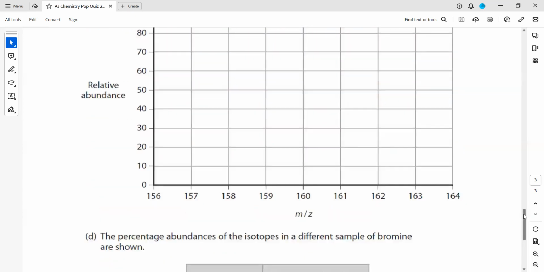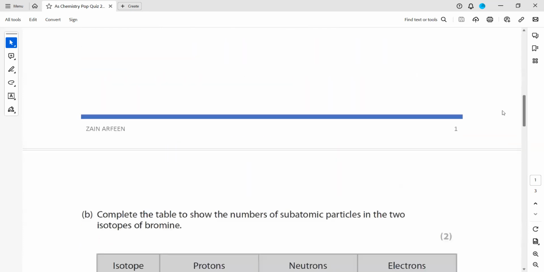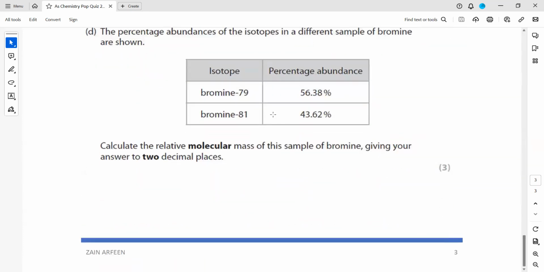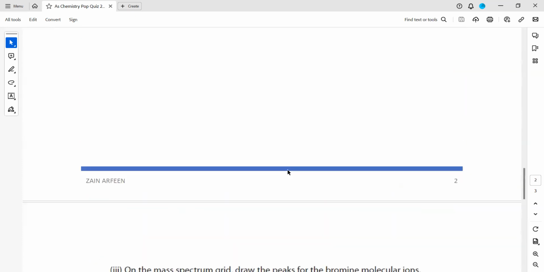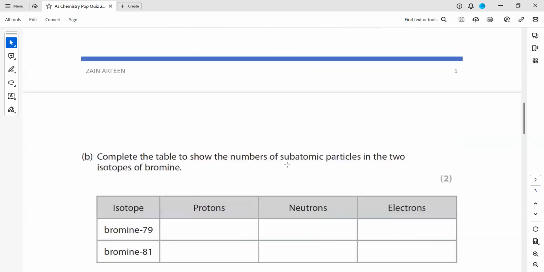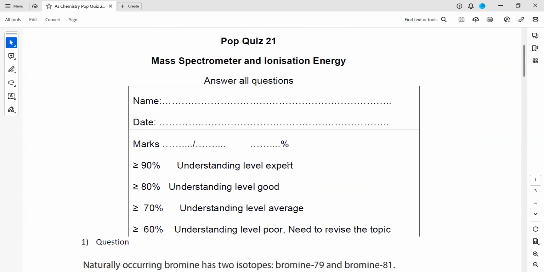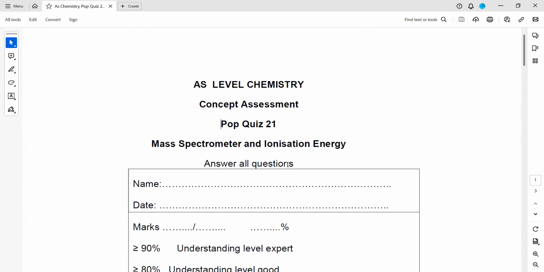So this was a related question. It's important that whenever you read a question, you notice that some of the words are in bold. You should read them carefully, because some students simply work out the atomic mass and consider that as the answer. So always read those words which are in bold and try to understand what they mean in relation to the question. So this was a pop quiz related to the mass spectrometer and ionization energy.